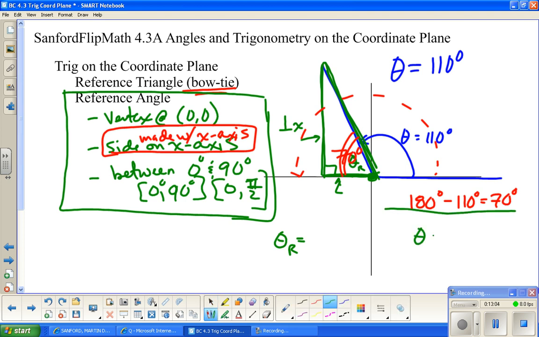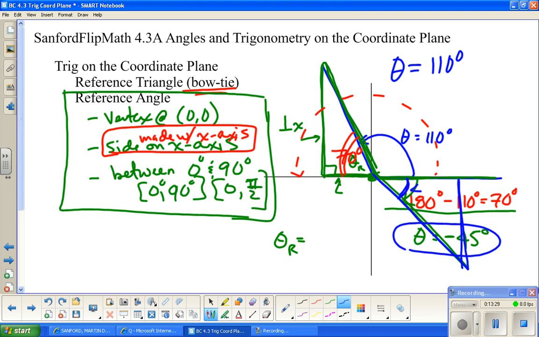Okay? Actual theta, let's say, is negative 45 degrees. So from the initial side, I'm going to rotate clockwise 45 degrees. Well, now the reference triangle has to look something like this. And what angle is actually being made with the x-axis? Well, it's 45 degrees. So theta was negative 45. The reference angle is actually 45.